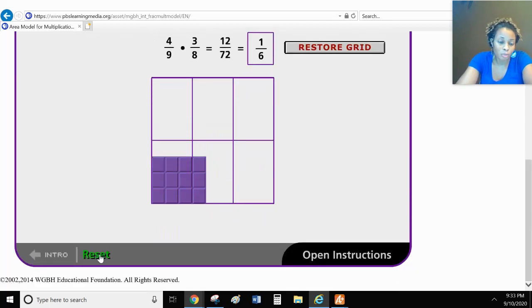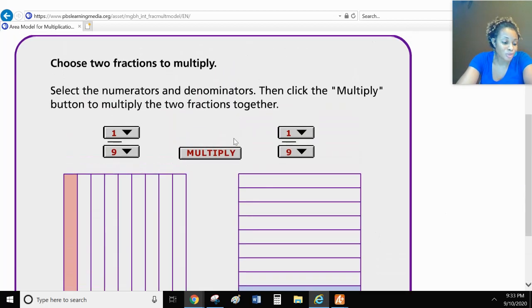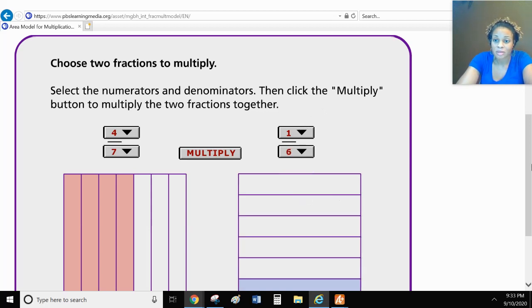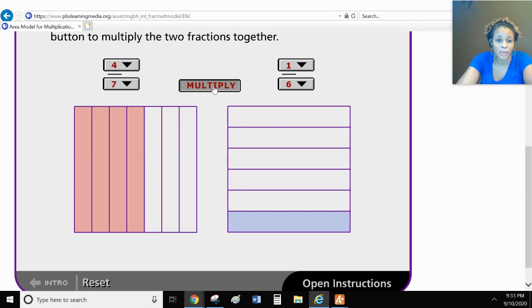Let's try one more. And you will have access to this tool, so you can definitely play around with it or use it to help you with your problems. You will have a link. 4/7 times 1/6. Just to see how this looks. So we have 4/7 times 1/6. We're going to multiply these and they're going to combine.